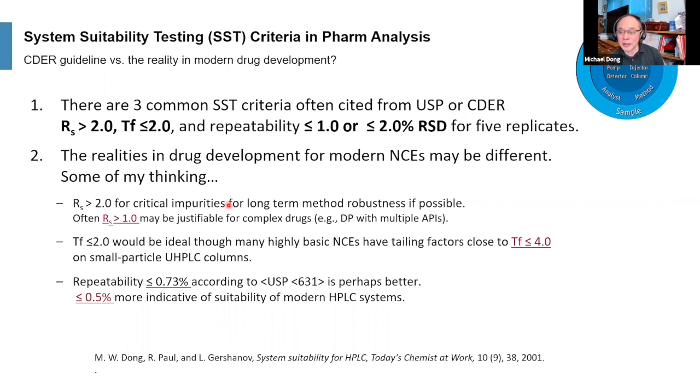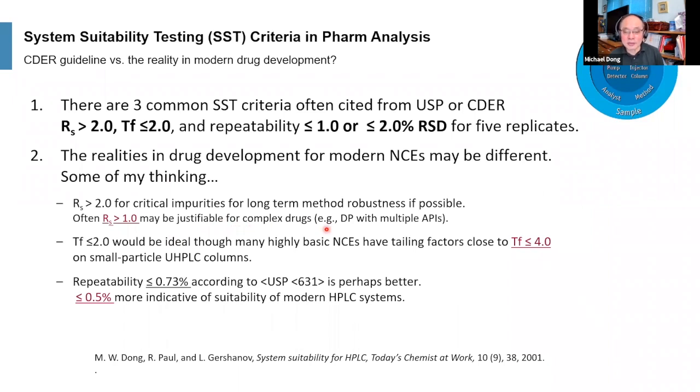So this is my experience. What is the reality of system suitability? While this is great, a lot of time it's not possible to achieve that, right? Often, if I am lucky, I get a resolution of 1, right? And if you cannot get 2 or 1.5, you really have to justify it in your method development report, right? To make sure that you've done enough, right?